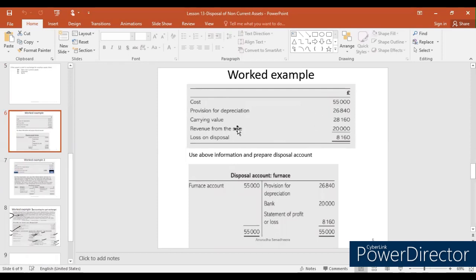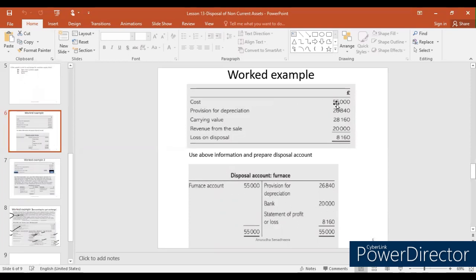If you forget everything, double entries or anything, don't forget this. It's your duty to remember and study that, okay? Remember always, in the disposal account, cost is coming to the debit side. Cost is coming to the debit side. And provision and money coming to the business will come into the credit side. So first thing is cost is always debit, provision and bank will be credited.